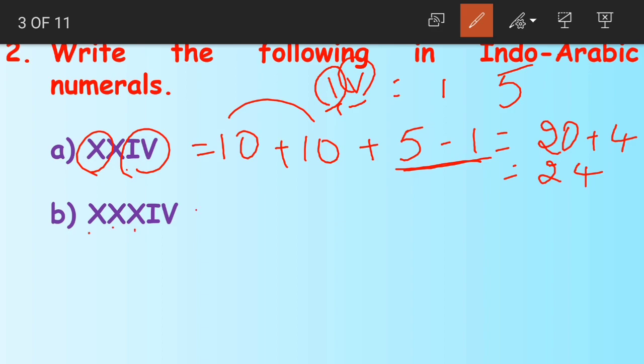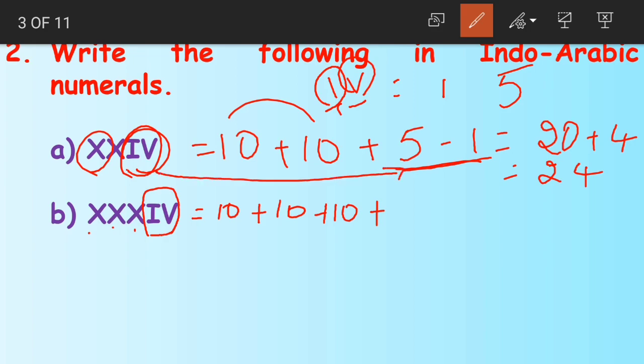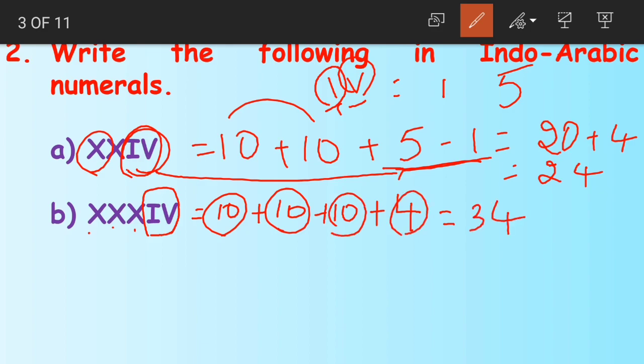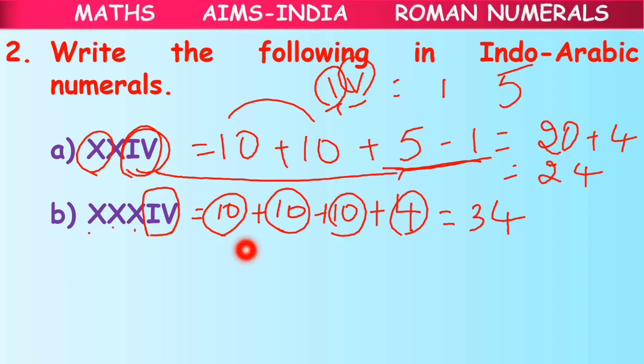Then coming to the second one. XXXIV. We have 3 X's. Which means 3 tens. Add 3 tens together. Then we have IV. Again IV is equals to what? IV is equals to 5 minus 1 which is equals to 4. So what is the total here children? 10 plus 10 plus 10 is equals to 30. 30 plus 4 gives us 34. So XXXIV is equals to 34.